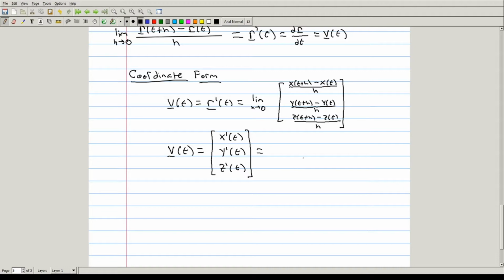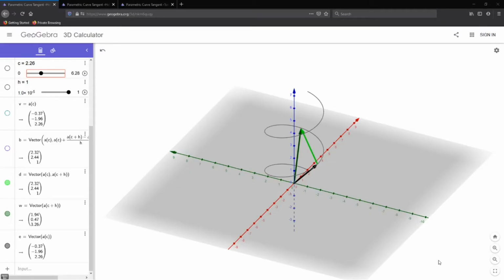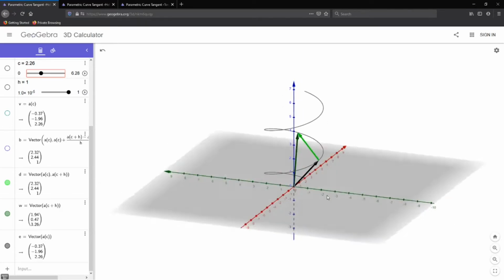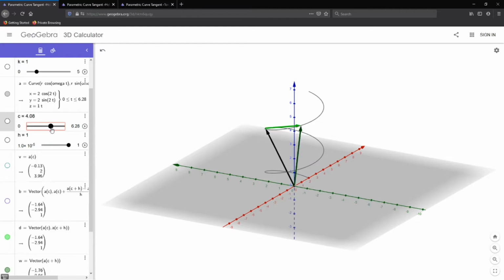Or, in terms of the ijk notation, it is exactly x prime of t times i plus y prime of t times j plus z prime of t times k. So we'll take a look at what this looks like for the helix example. You can see right here we have the helix, and on the helix itself we have this position vector, the black position vector at this point. If I move the point C, which is in the parameter space, along the helix, this point changes.